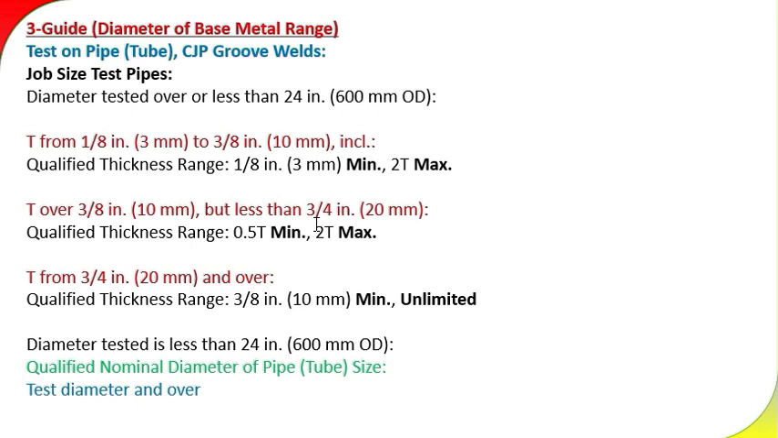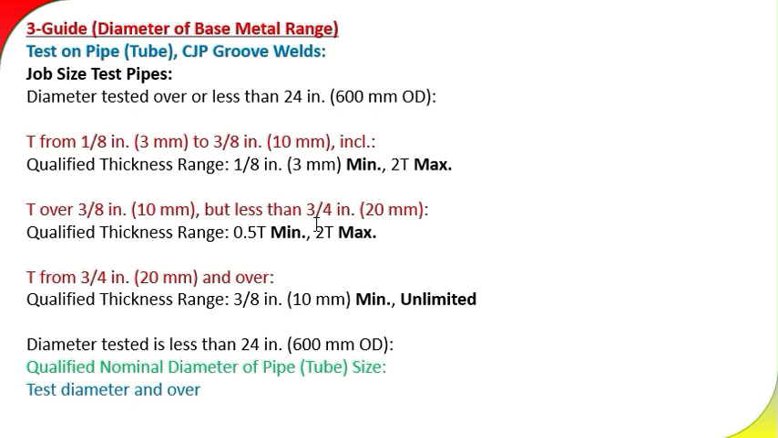If T is 3 mm to 10 mm, then the qualified thickness range is 3 mm minimum and maximum is 2T. If T is over 10 mm but less than 20 mm, meaning between 10 and 20 mm, then the qualified thickness range will be 0.5T minimum and maximum is 2T. If T is 20 mm and over, then the qualified thickness range will be 10 mm minimum to unlimited. So this is the diameter of the base metal range qualification as per AWS D1.1.